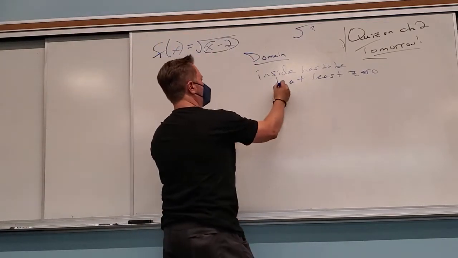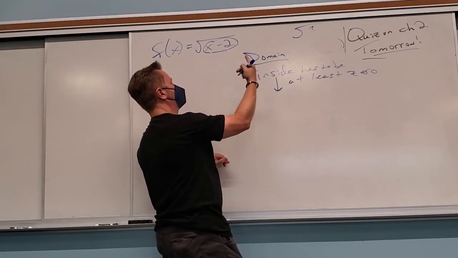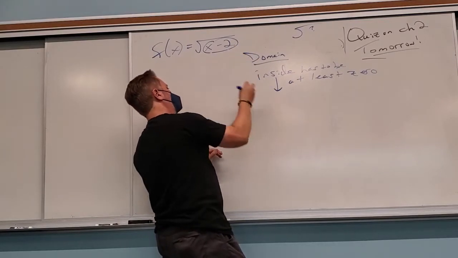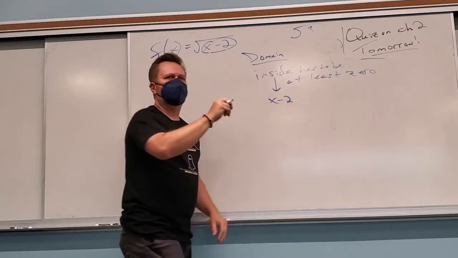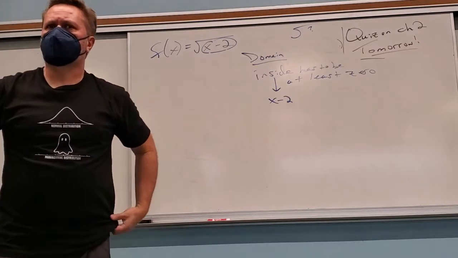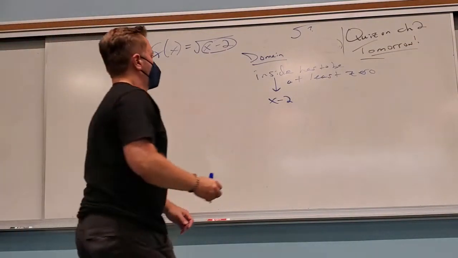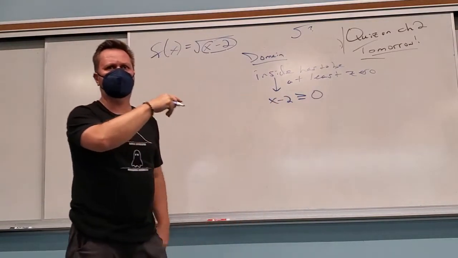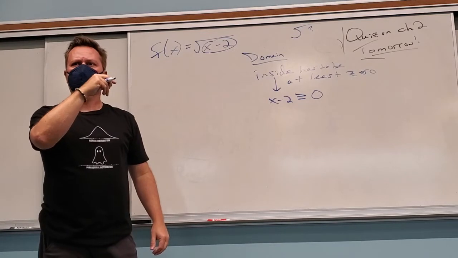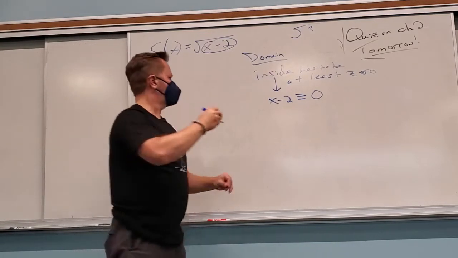Now what is the inside in mathish? What's inside? X minus 2. Yes, x minus 2 has to be at least, how do you write at least in mathish? Greater than or equal to 0. Now, how do you solve that? Plug in a number? Don't plug numbers in. Yeah, add 2. Yeah.